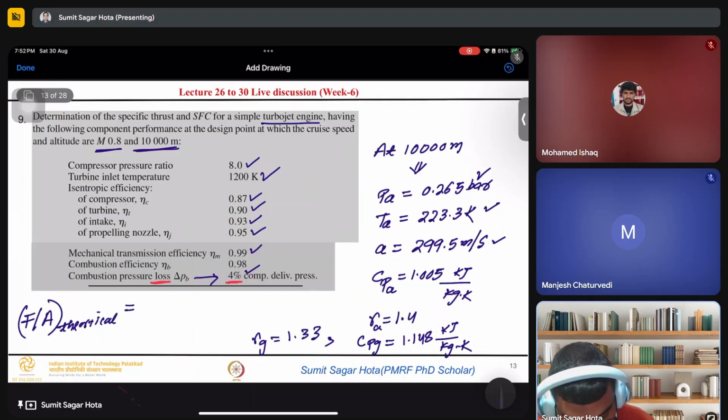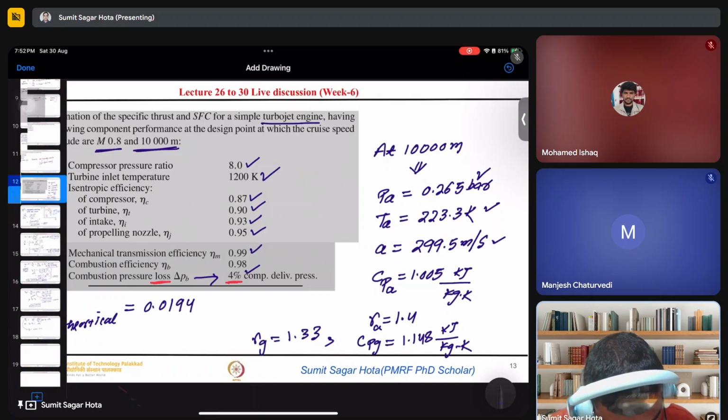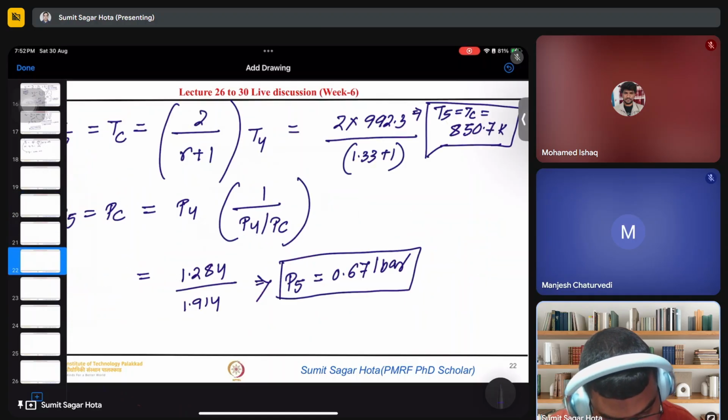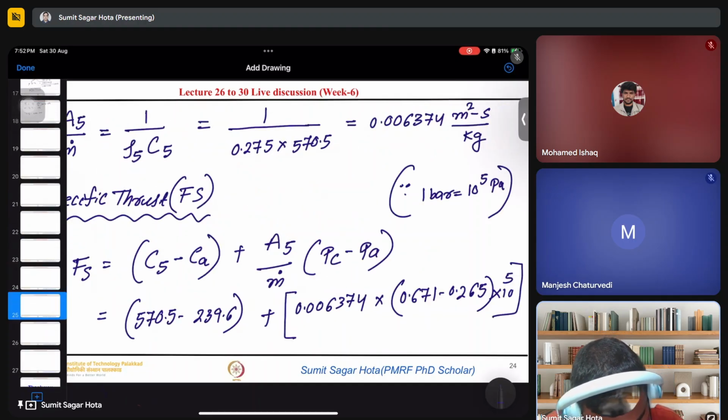Fuel air ratio theoretical will be 0.0194. This value they should give. Because in that condition, 10,000 meter, what is the fuel air ratio? How much fuel is there, how much air we are operating, that we don't know, right? So those things we need. In that table of 10,000 meter, the fuel air ratio they will mention. In this condition, this is the value.